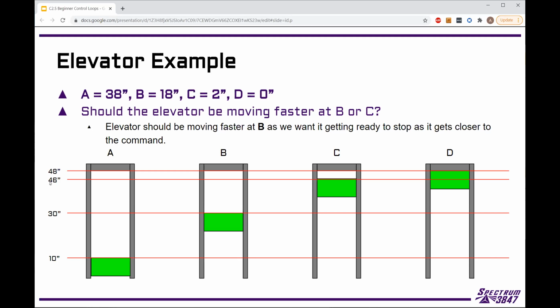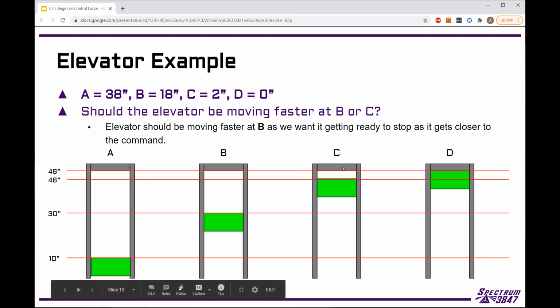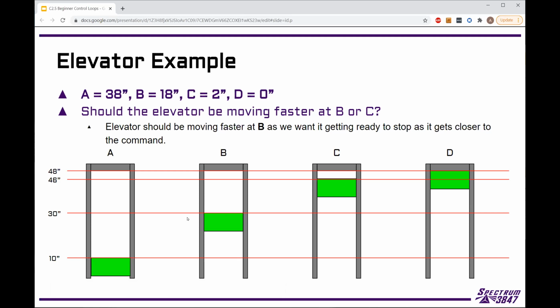Yeah, sorry if the font's a little confusing. This is 46. This is 48. We had a question in chat. Okay, so this is slowing down as it's going from 46 to 48. We want it to be slowing down. So it's going to be going faster at B than it is at C.